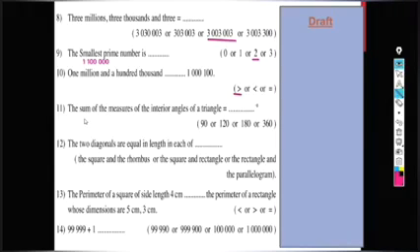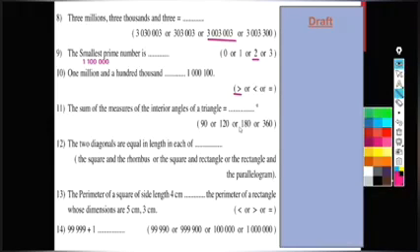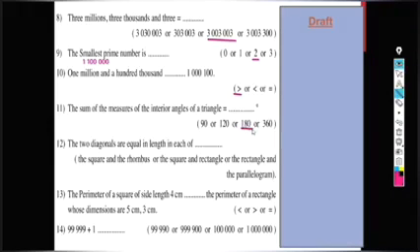Number 11. The sum of measures of the interior angles of a triangle equals how many degrees? Any triangle has three angles. The sum of their measures is 180 degrees. So the three angles must add up in the end to 180 degrees. This question is one of the important exam questions.